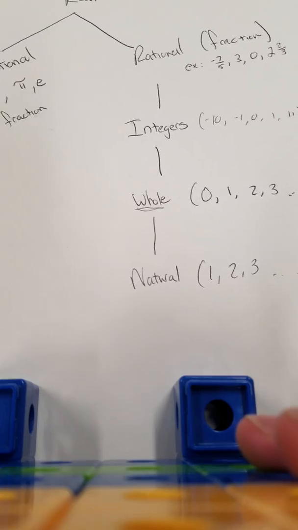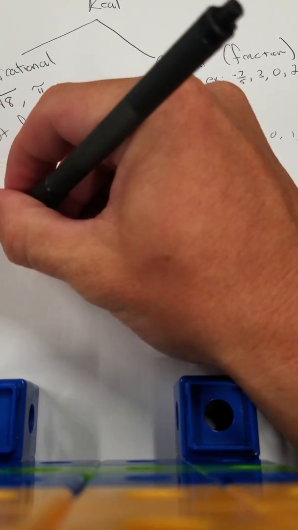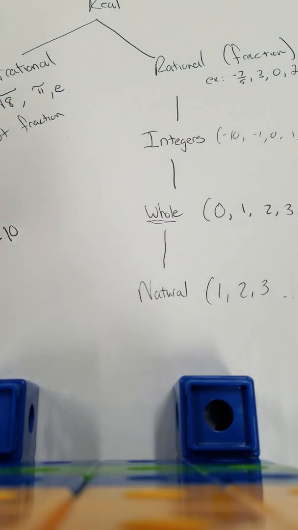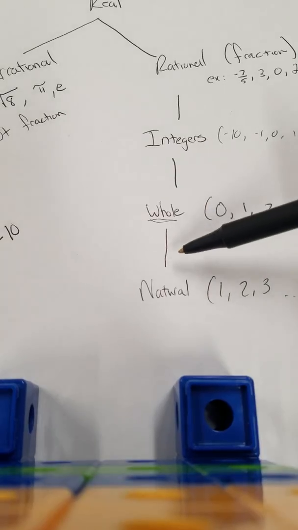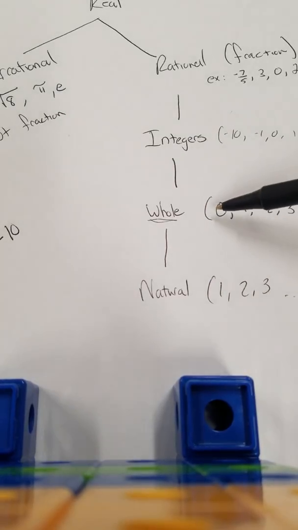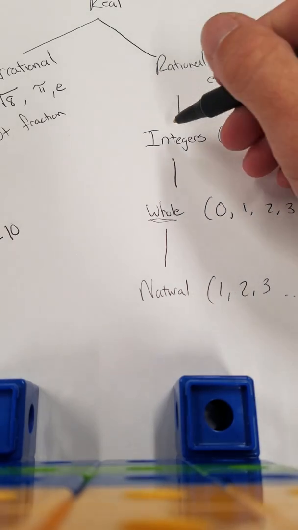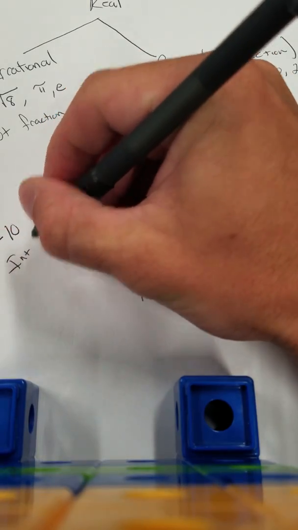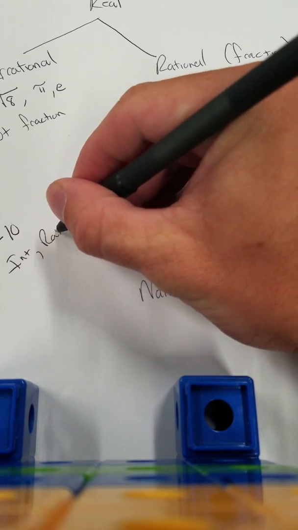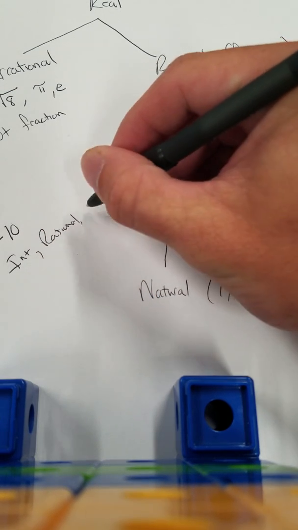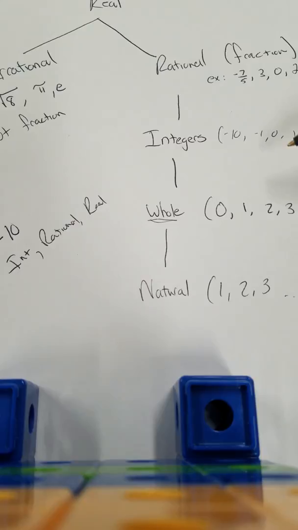So, this is the way that it works. Let's say they gave us a number, -10. We figure out which one it belongs to. Is it 1, 2, 3? No. Does it start 0, 1, 2, 3? No. Is it an integer? Yes. So if it's an integer, then we just follow it up. It's also rational, and then it's also real. You just follow the chain all the way up.